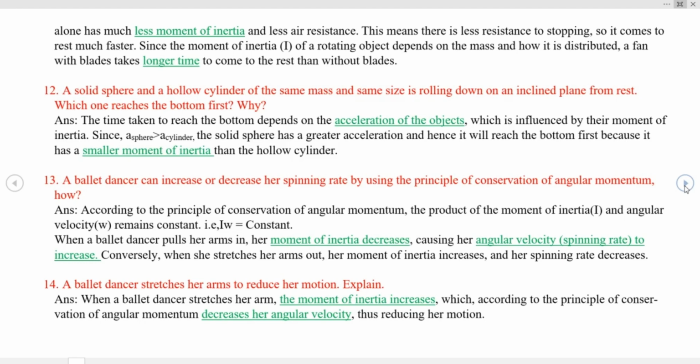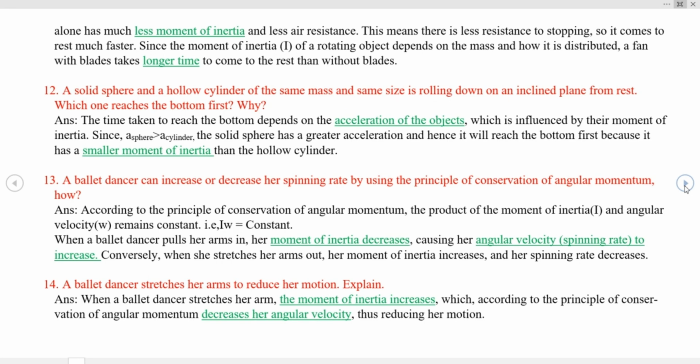Next question we have, a solid sphere and a hollow cylinder of the same mass and same size is rolling down on an inclined plane from rest. Which one reaches the bottom first and why? So we know that the time taken to reach the bottom depends on the acceleration of the object, which is influenced by their moment of inertia. Since the acceleration of the sphere is greater than the acceleration of the cylinder, the solid sphere has a greater acceleration and hence it will reach the bottom first because it has a smaller moment of inertia than the hollow cylinder.